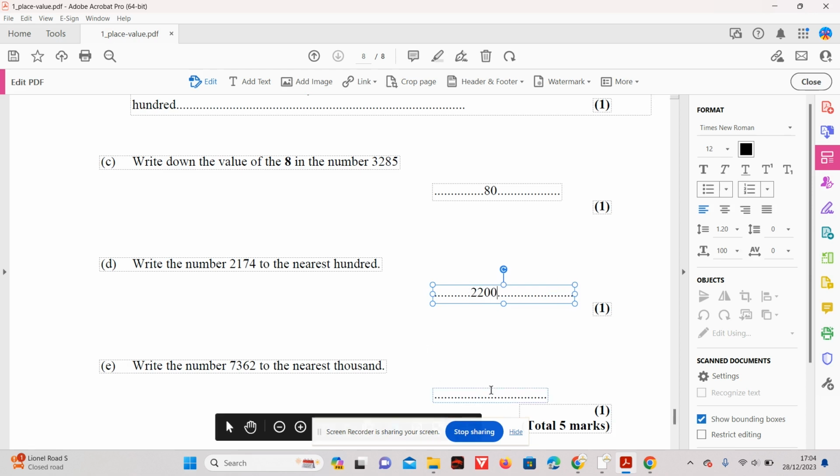And then last but not least, as the grand finale, write the number 7,362 to the nearest thousands. We're going to look at our hundreds column. In this case, it is a 3, so this 7 is going to stay the same. So therefore we round that to 7,000. And just like that, you should be place value masters by the end of this video.